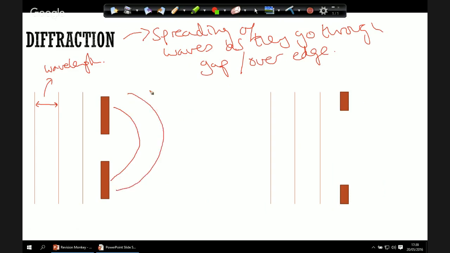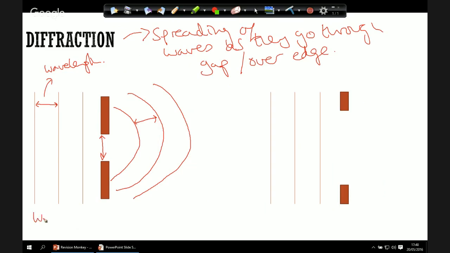There's a few things that are important when you draw this diagram. First of all, the wavelength that's on this side has to be the same as the wavelength that's on this side. So you need to be careful when you're drawing that in your exam. An important thing to note is that if this wavelength here is a similar size to the size of the gap, then they will diffract a lot.